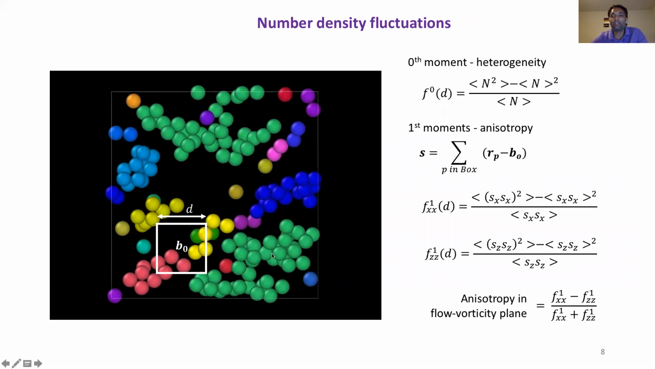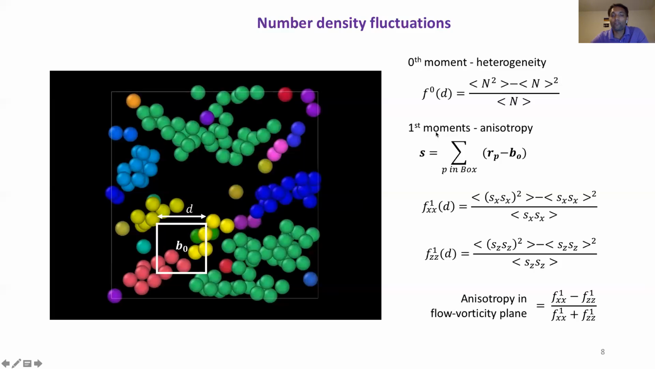To quantify these configurations, we compute different modes of number density fluctuations in the following way. We take a particle configuration and place a box of size D at a random location and compute the number of particles in that box. We repeat this many times at random locations, then take the statistical average of n squared and n, and compute the zeroth moment of the number density fluctuations. This gives a measure of heterogeneity in the gel.